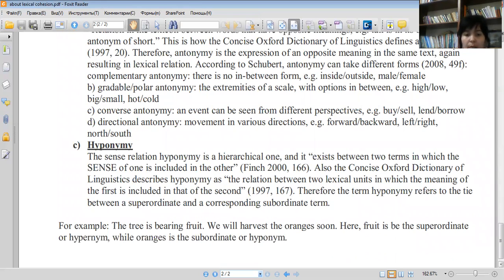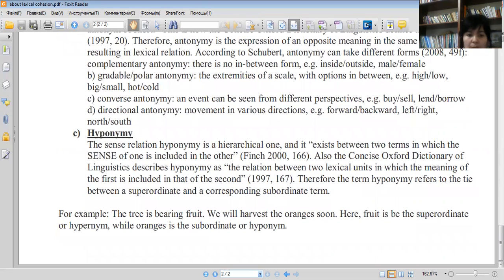Hyponymy. The sense relation of hyponymy is a hierarchical one, and it exists between two terms in which the sense of one is included in the other. Also, hyponymy can be described as a relation between two lexical units in which the meaning of the first is included in that of the second. For example, the tree is bearing fruit. We will harvest the oranges soon. Here, fruit is the superordinate or hypernym, while oranges is a subordinate or hyponym.